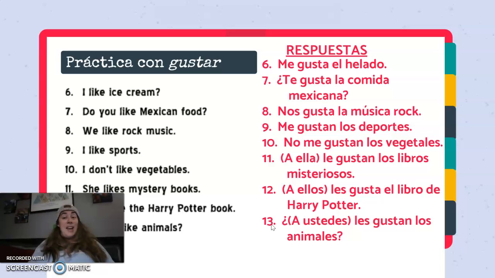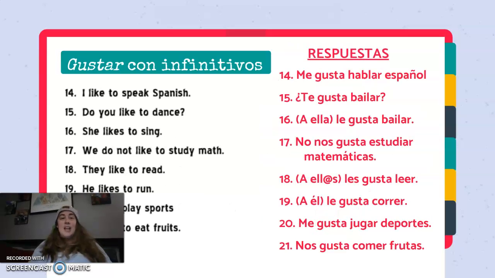So, a ustedes, again, do I have to include it? No, but it certainly gives clarity to who les is. So, a ustedes les gustan los animales. All right, then we put some infinitivos or infinitives.